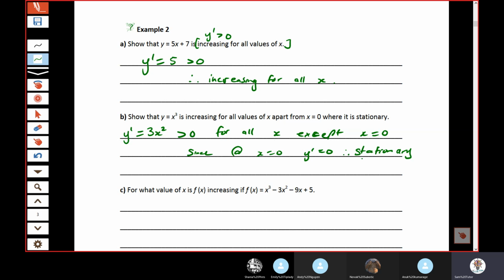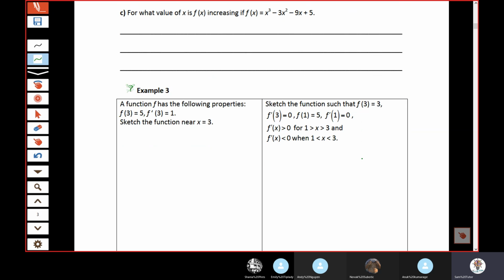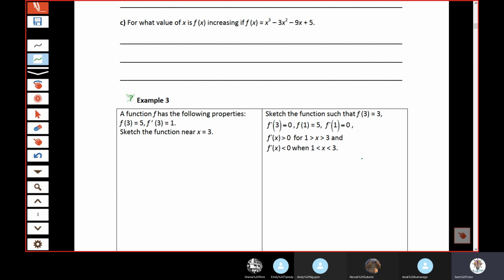Simple. Those two won't be in your exams. The third one will be. So that one, 100% will be in your exams. You guys understand when I say 100%, it's in your tests. You don't need to study more questions, just these, you've got to know them. For what value of x is this increasing?